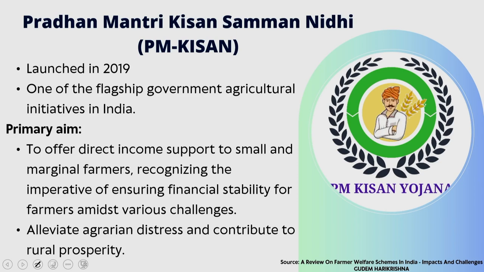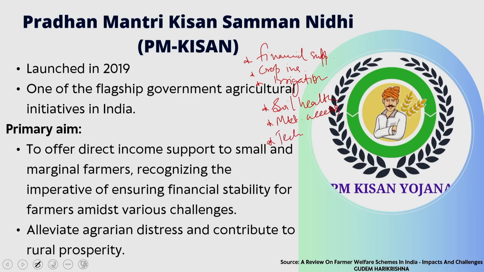So when you look into these schemes, they cover diverse areas, anything from financial support. We have financial support specifically. We have aspects of crop insurance. We have aspects related to irrigation. We have typical aspects related to soil health. All these aspects I'll be covering with respect to the schemes. We have aspects associated with market access, which I have already talked about. We also have issues concerning market linkages. But moreover, we have the importance of technology dissemination also coming into the picture. These are some of the factors we need to acknowledge and appreciate when we review these schemes.